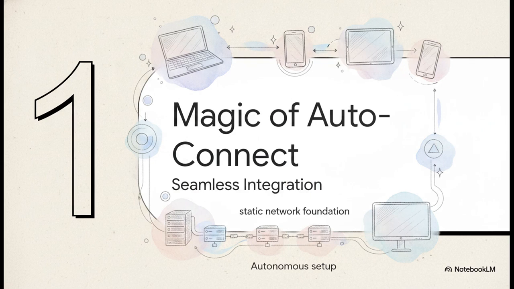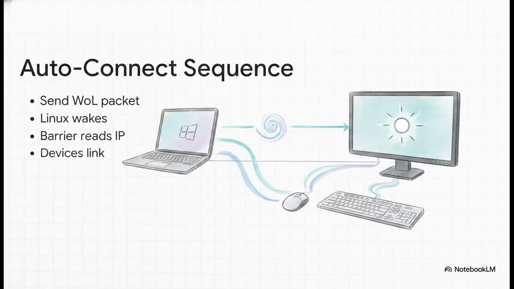Section 1. The magic of AutoConnect. Now here's where this gets incredibly cool. Once you establish that static network, your setup becomes completely autonomous. See, Barrier itself can't wake a sleeping computer natively, but with those permanent Tailscale IPs, the AutoConnect sequence is a total breeze. You just send a quick wake on LAN packet from your Windows laptop, and your sleeping Linux desktop wakes up instantly over the mesh. And the very second that device comes online again, Barrier reads that static IP, and boom, your mouse and keyboard link silently in the background. It AutoConnects without you doing a thing.